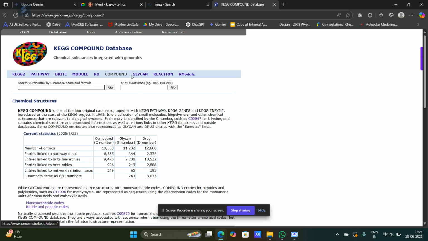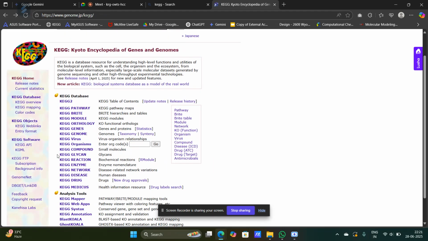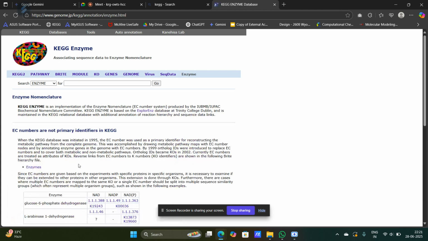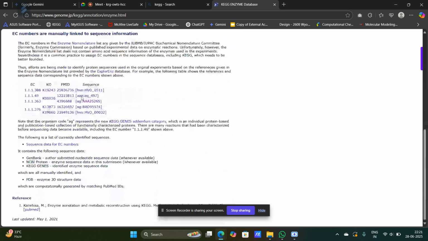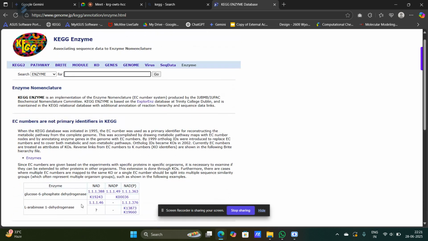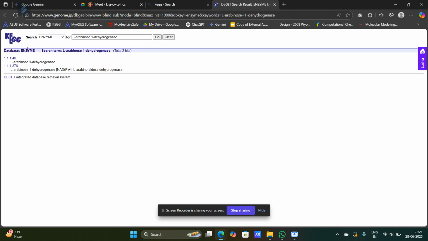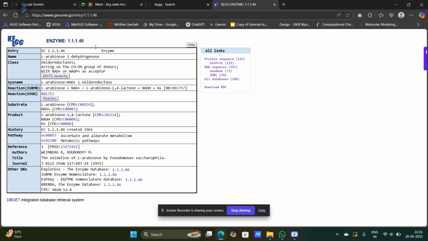And again, coming back to Kegg, what was that? Kegg enzyme. Yeah, here you can write the name of the enzyme and you will get the result again. For example, I'll just copy paste this. This is one of the enzymes. I'll copy paste and you can see there is a result. I have got two results and I'll click on the first one, and if I click on this I'll get this result.